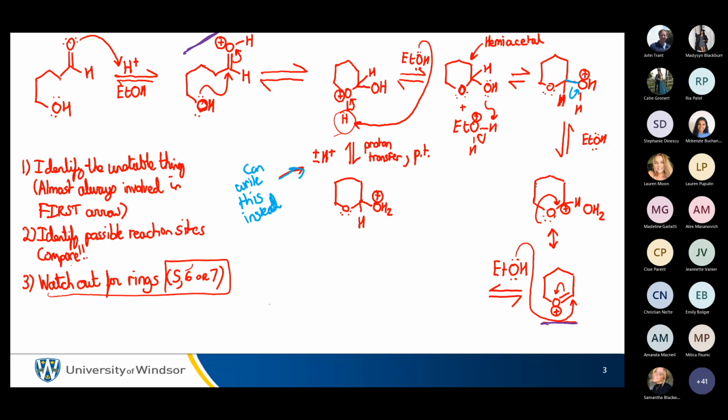And so the ethanol is going to attack that carbon. Why that carbon and not the oxygen? Two reasons. One is always react from your second most stable resonance structure. The second reason is the oxygen, you might forget about it, but it still has a lone pair on it.